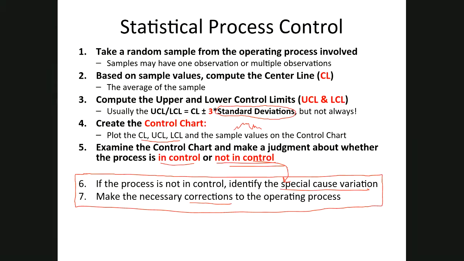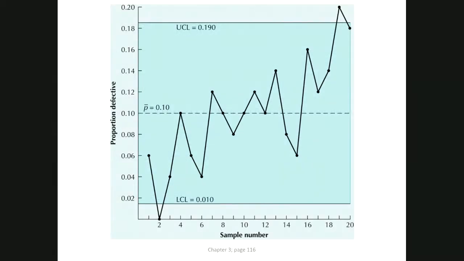Our next slide is an example of a process. You should look at this as an example of a P chart, as you can see, because our center line is a P value, and then our upper and lower control limits are plotted horizontally, and then the sample values. So you should ask yourself, is the process in control or not in control?